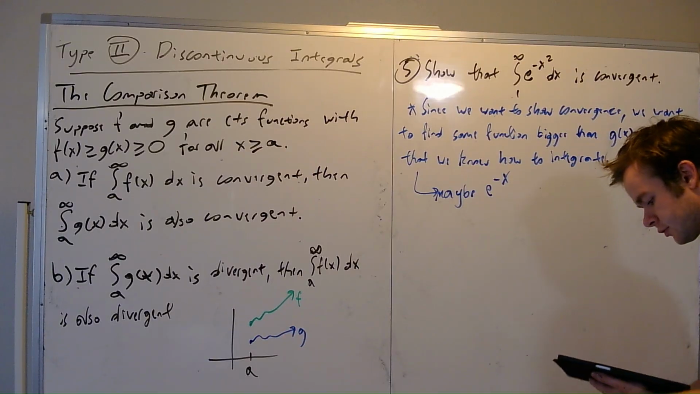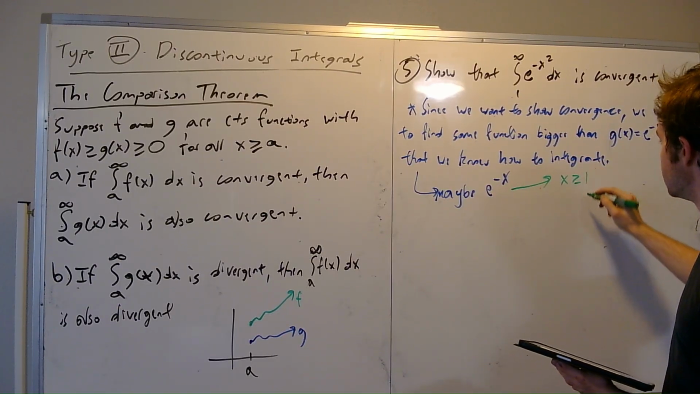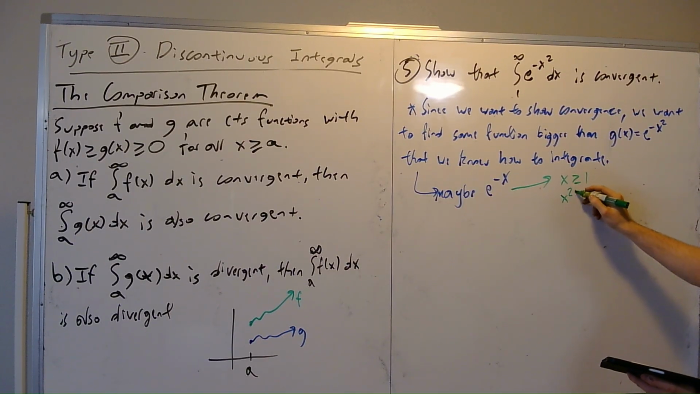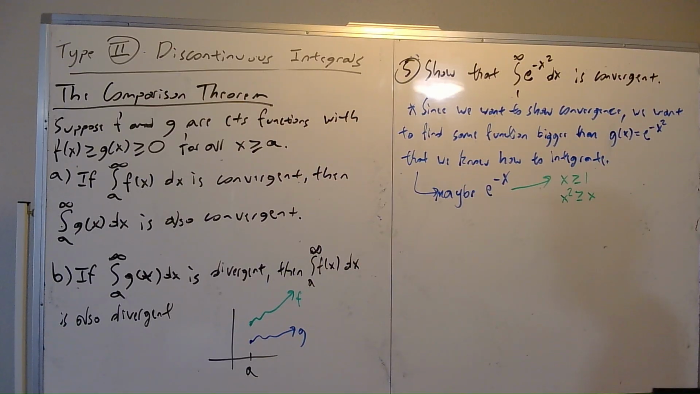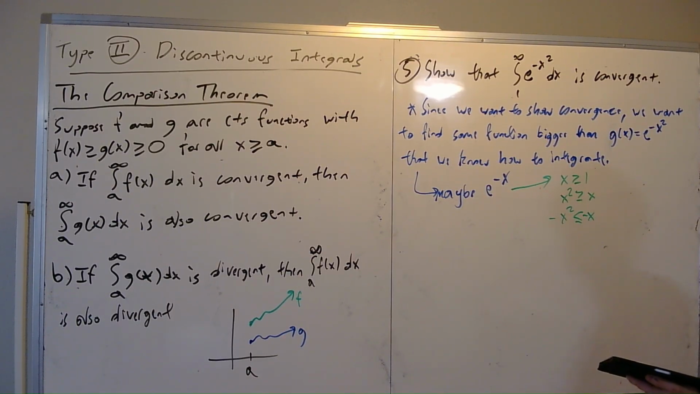So let's start with what we know. We know that x is greater than or equal to 1 here. We know that that's true. I guess we're going from 1 to infinity. Now if you go ahead and multiply both sides by x, then x squared is bigger than or equal to x. And if you multiply both sides by -1, you've got to flip this inequality. So negative x squared is less than or equal to negative x. And then you just raise e to the power of each side, and you get that e to the negative x squared is less than or equal to e to the negative x. Right? So e to the negative x is actually a bigger function.